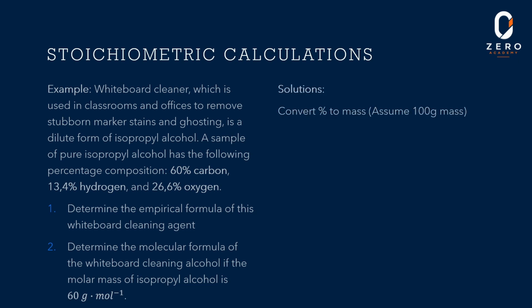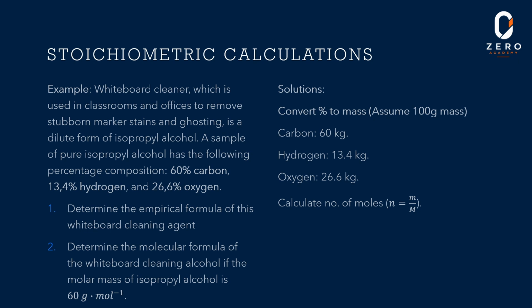First, we convert the percentage into mass, and to do that, we're going to assume that the whole compound weighs 100 grams. Hence, those percentage signs will now be replaced by gram signs to convert that to mass, and we'll have 60 grams carbon, 13.4 grams hydrogen, and 26.6 grams oxygen.